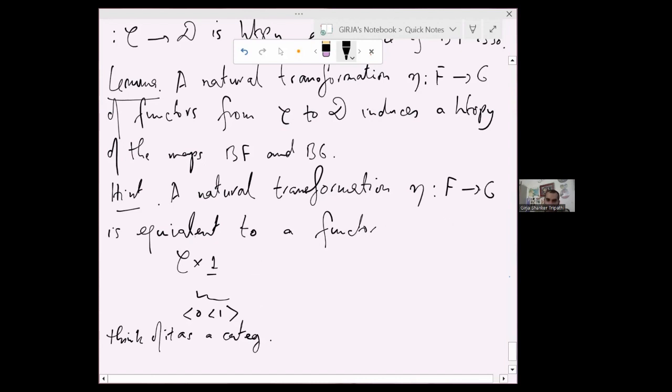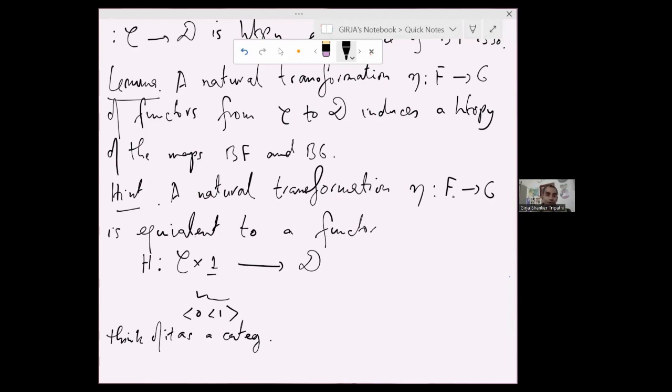So a natural transformation of functors from C to D is equivalent to a functor from C cross [0,1] to D. This I would let you check. Maybe let's say H. So every time a natural transformation is given, we have a functor.